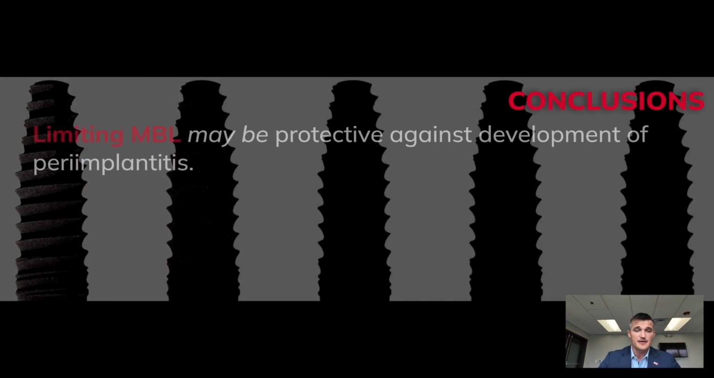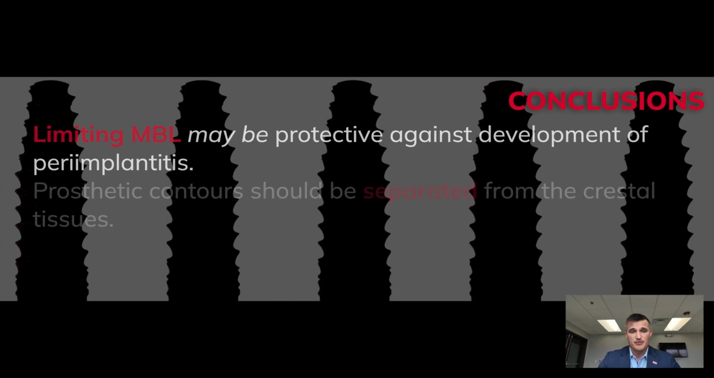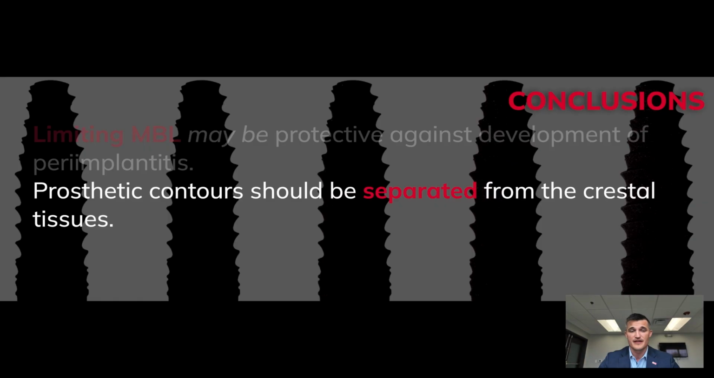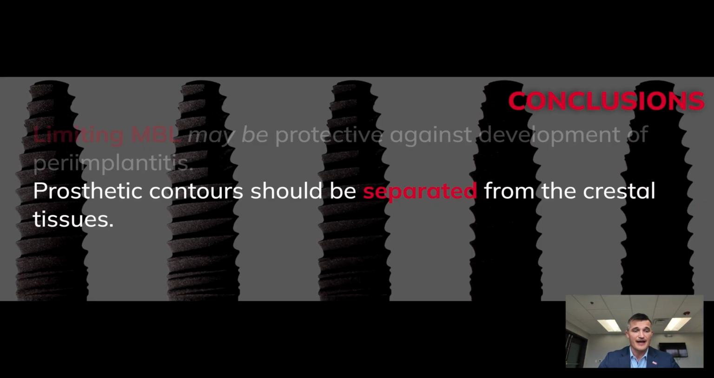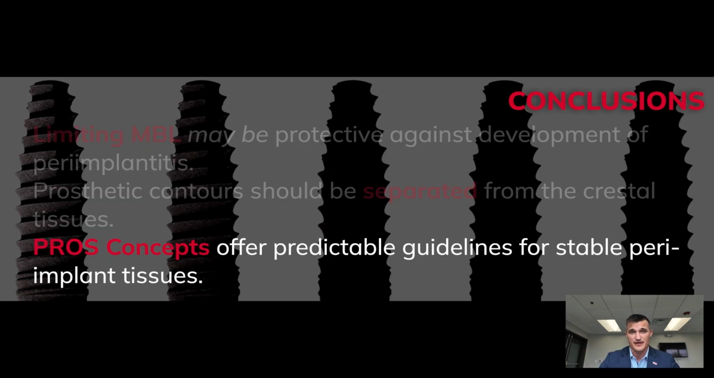So with that, I just want to conclude that limiting marginal bone loss may be protective against developing peri-implantitis. Prosthetic contours should be separated from the crestal tissues, and PROS concepts offer predictable guidelines for stable peri-implant tissues.